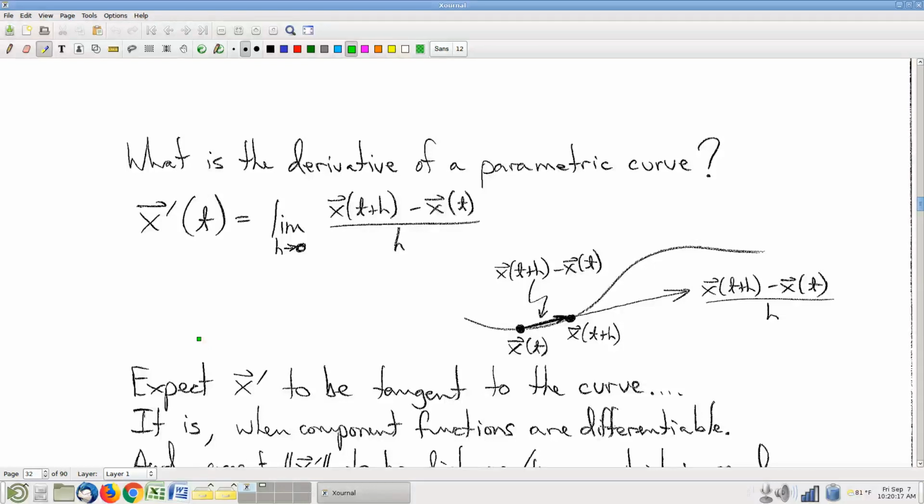Okay, so last time we were talking about parametric curves and derivatives of parametric curves, right? So a parametric curve gives you position as a function of time. So as time passes, this thing moves along. If it's moving, it's got a velocity.